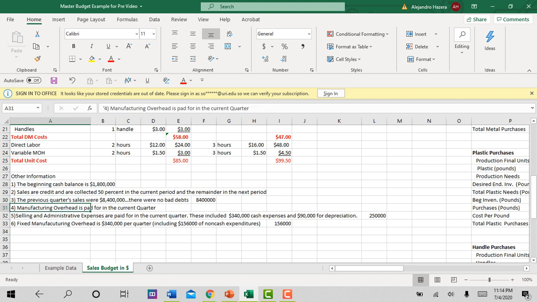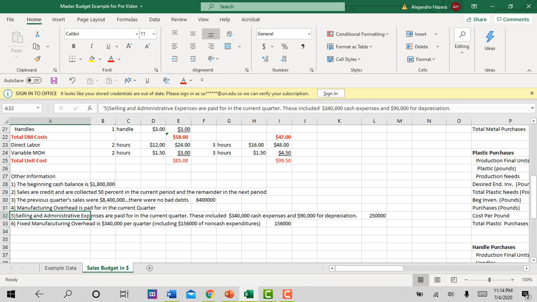Manufacturing orders are paid in the current quarter. So what they're saying is that they don't stretch their purchases of manufacturing overhead over many quarters. Everything is paid immediately. Selling and administrative expenses are paid in the current quarter. They include currently $340,000 of cash expenses and $90,000 of depreciation, or $250,000 of cash expenses. And then finally, fixed manufacturing overhead is $340,000 for the quarter, including $156,000 of non-cash expenditures.